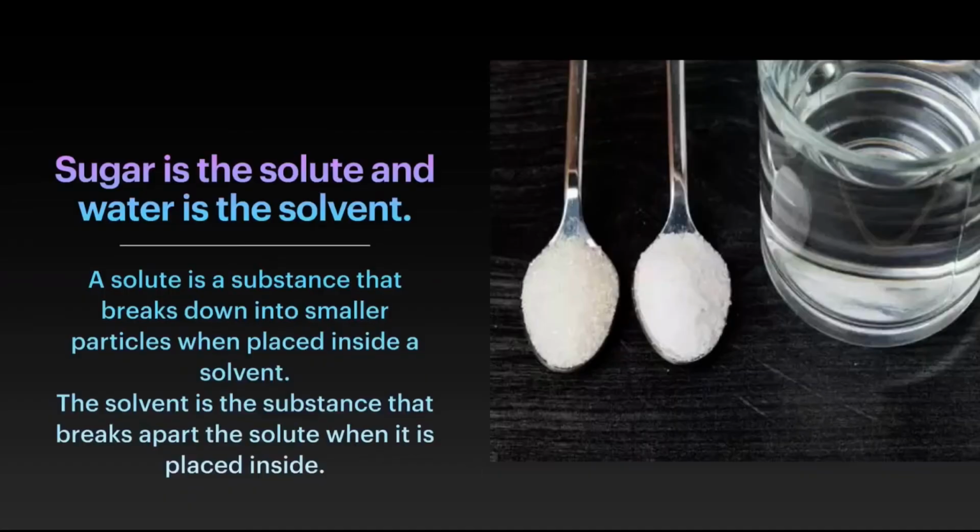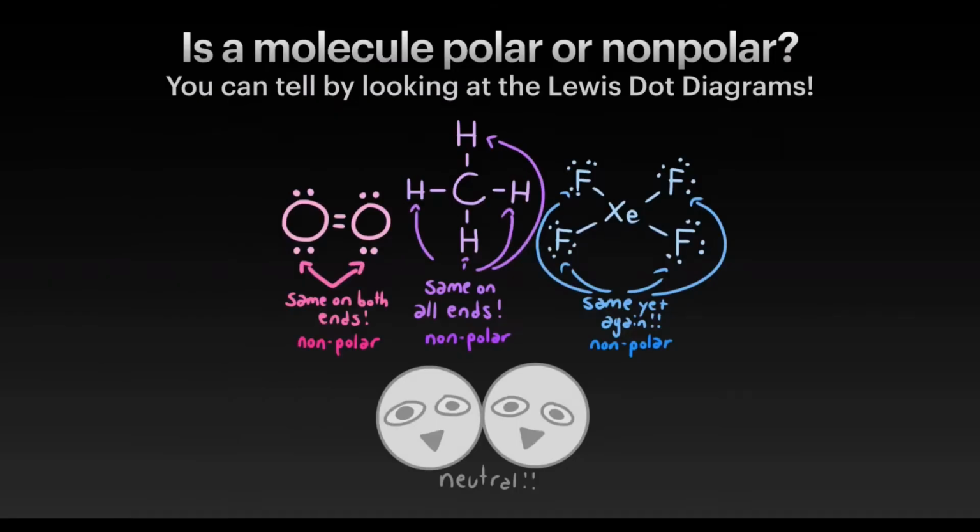In this case, sugar is considered the solute because it is what breaks apart into smaller pieces. Water is a solvent as it is what the solute, sugar, is poured inside to break it apart. Still, you can't just pour anything into water and expect it to dissolve. This is where the "like dissolves like" rule comes into play. A polar solvent can only dissolve polar solutes, while a non-polar solvent can only dissolve non-polar solutes.